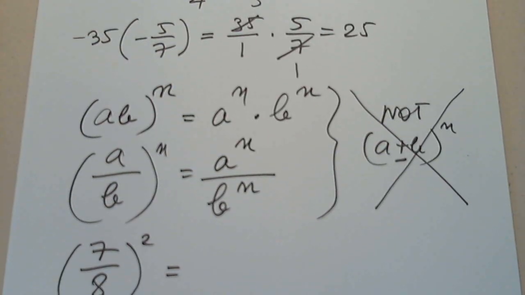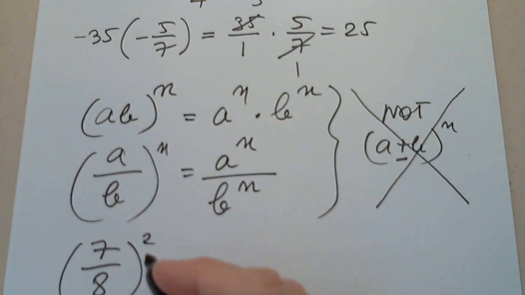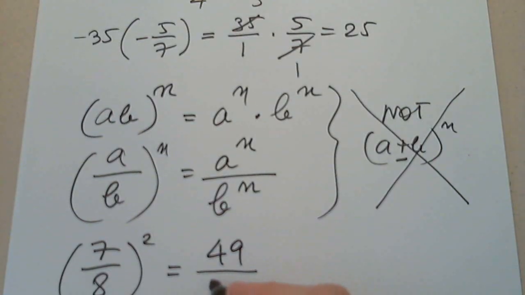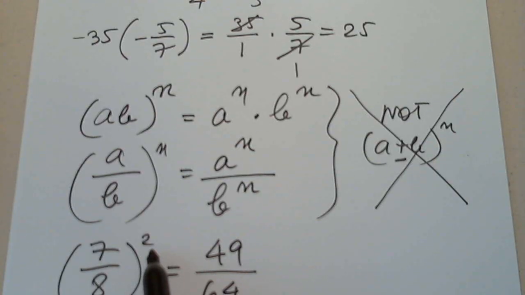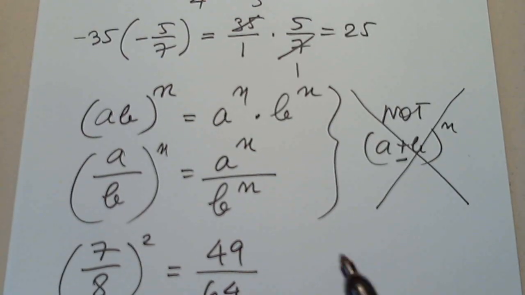I put 7 to the second power over 8 to the second power. Exactly. That's it. We raise 7 to the second power, and we raise 8 to the second power, and this is it.